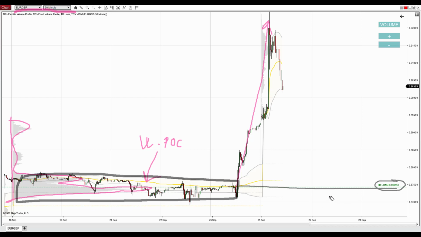0.8743. This is the point of control. So when there's a pullback at some point in the future, and it doesn't need to be today or tomorrow, it could be, for example, next week, I don't know when, but when this happens, then those buyers are likely to start defending the longs which they placed in here.